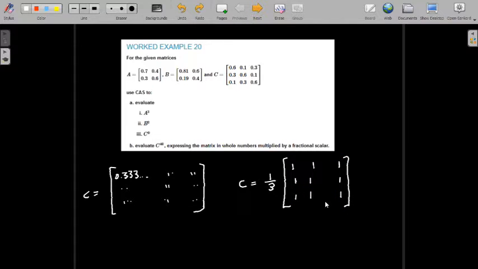Okay, that's what I was hoping the calculator would do, but it actually made it worse. It didn't work. So just recognize that 0.3 recurring is the same as 1/3. I could have written each of these as 1/3 in there. So I can take that out as a fractional scalar, and then I've got ones all in there. So that's all it is for part B.